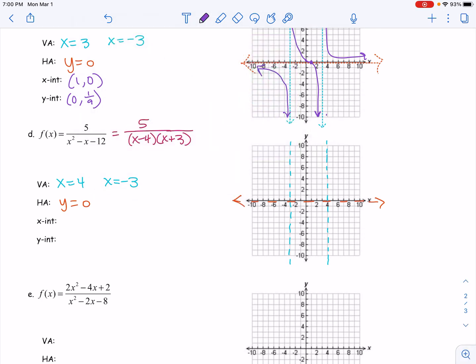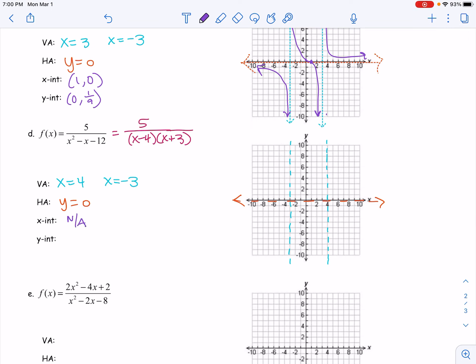X-intercept, set your numerator equal to 0. That's physically not possible, so there are no X-intercepts. And then Y-intercept, plug in 0 for X, and what are you going to get? You're going to get negative 5 over 12. 5 over negative 12, negative 5 over 12, whatever, same thing.